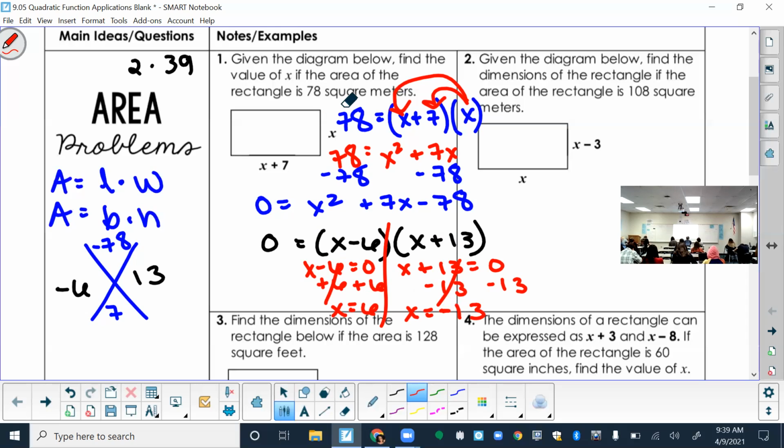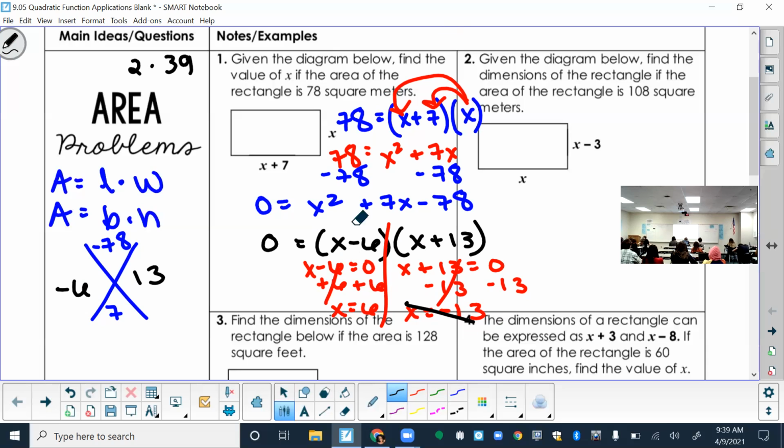Now, given that we're solving for a problem related to area, would it make sense to have both a positive value and a negative value? Which one does not make sense? Good. I will never measure something, at least not for length and width, and get a negative number. So that negative 13 is negligible. We can kind of not use that one because that doesn't make sense for this problem.